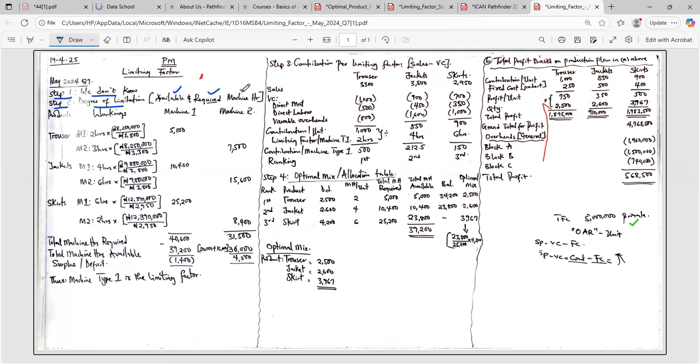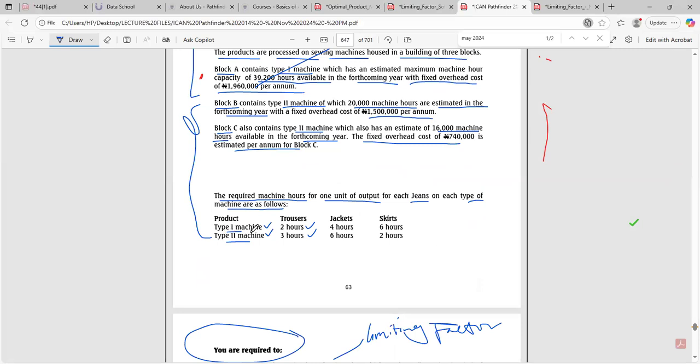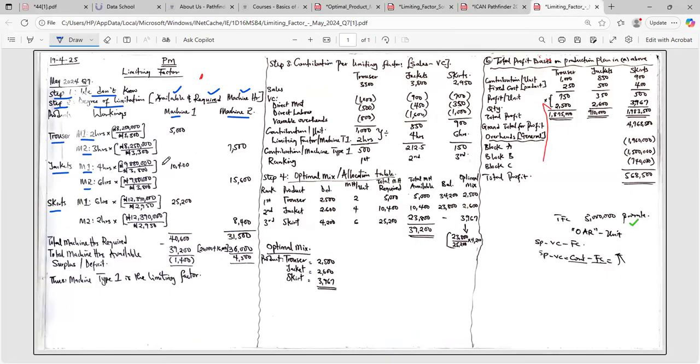I need the available and required machine hour. Before, we have been solving this with labor hour, so that's going to be machine hour. It's as simple as that. So I said, okay, machine type 1 and machine type 2, and the products trouser, jacket, and skirt. Don't forget that each of the products will pass through machine type 1 and machine type 2. Jacket will also pass through both, and skirt too. That was what I did in the analysis here. It's just common sense.